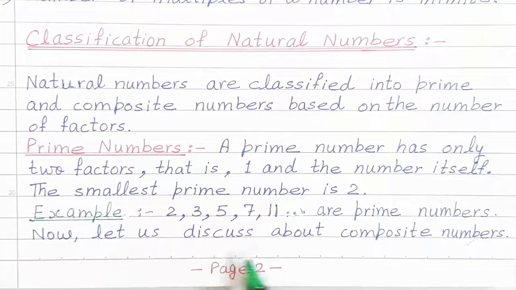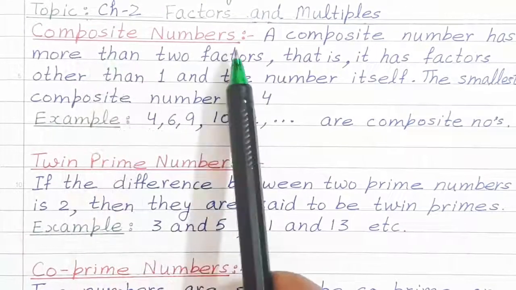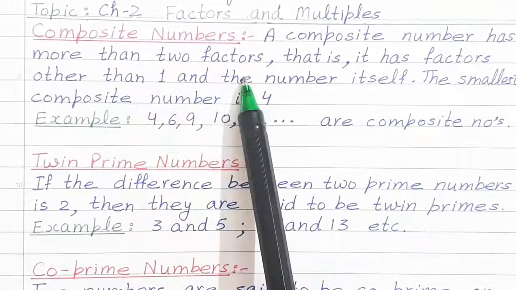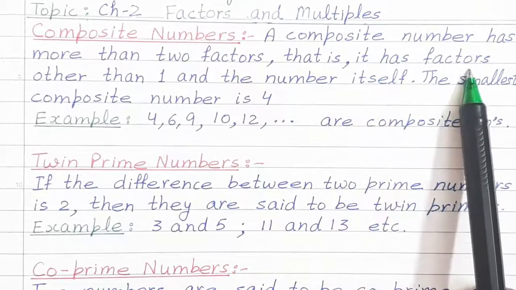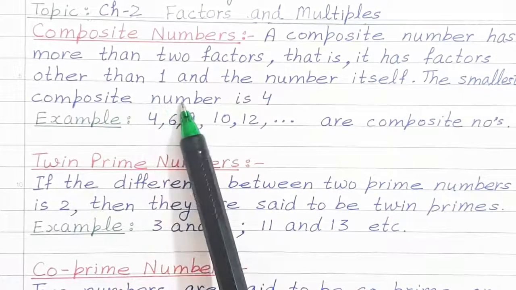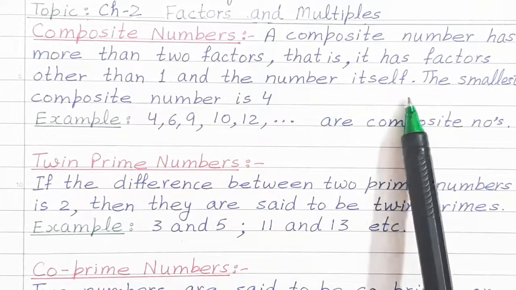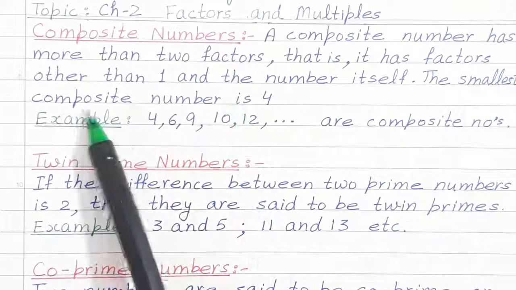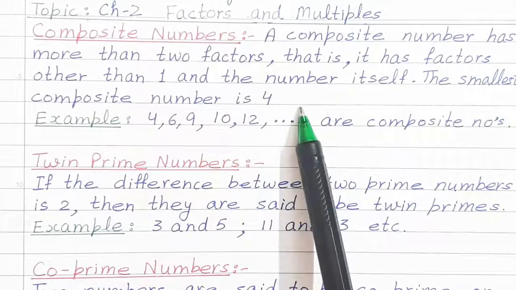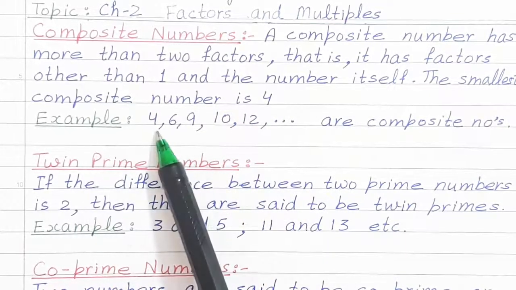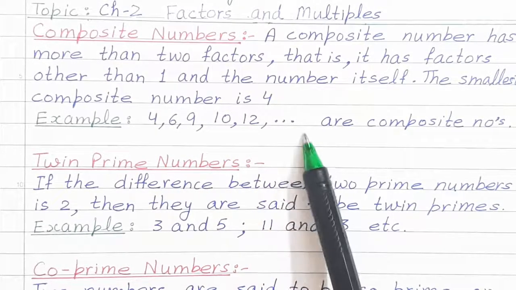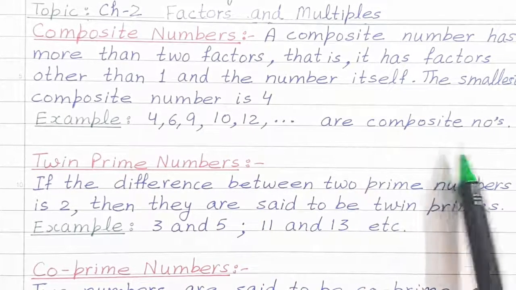Now, let us discuss composite numbers. So, composite numbers have more than two factors. That is, they have a factor other than 1 and the number itself. The smallest composite number is 4. For example, 4, 6, 9, 10, 12 and so on are composite numbers.